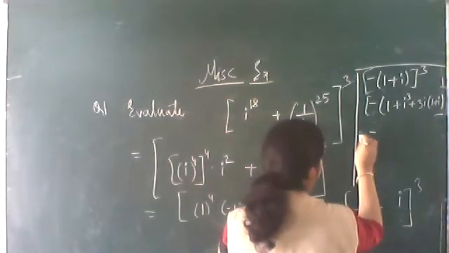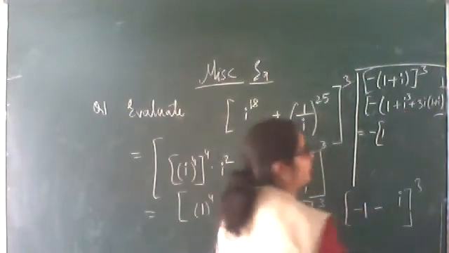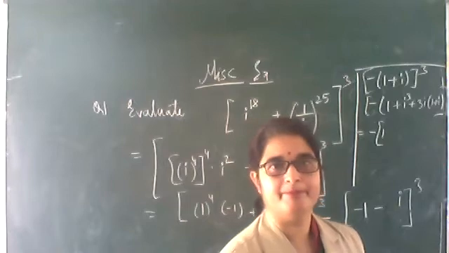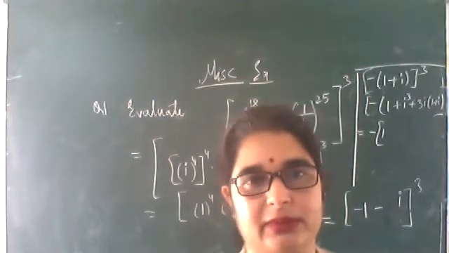Minus sign as it is. Then 1 plus iota cube. What is iota cube? Anyone? Yes, speak up. What is iota cube? Unmute yourself and speak. Minus 1.